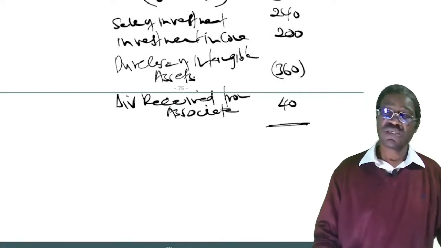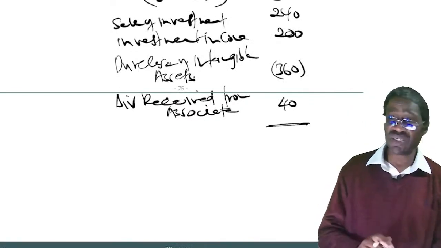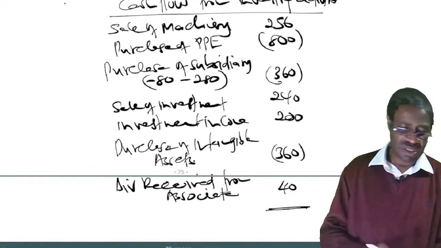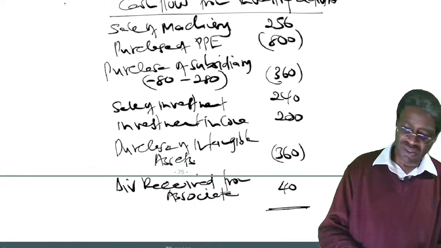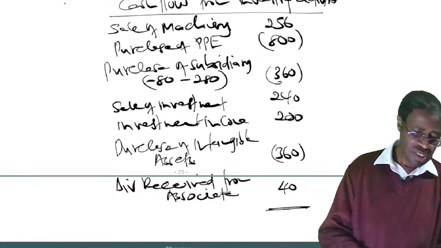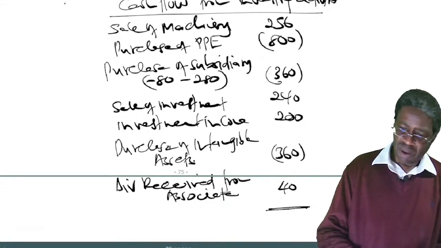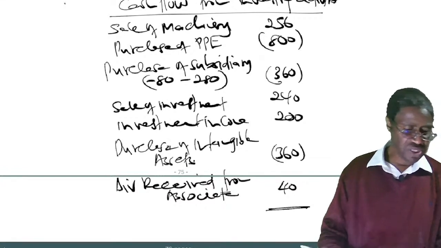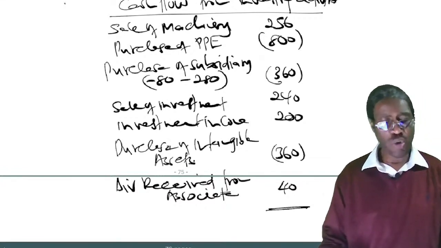Good. So it looks like I'm through with investing activities. So let's get the net. Then we go to the last class, financing. So let's get the investing: minus 800, minus 360, plus 240, plus 200, minus 360, plus 40. That gives me 784. I hope I'm right.